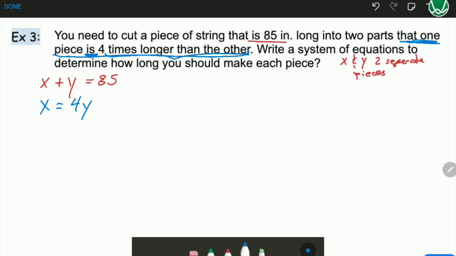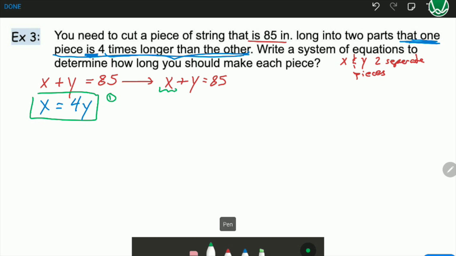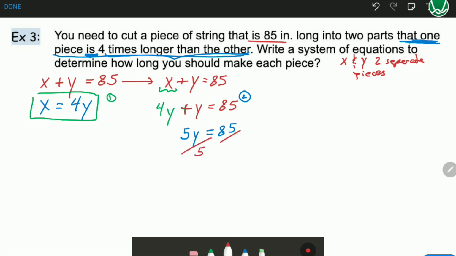Since we already have a variable by itself, I'm going to use substitution to solve this. So we already have an equation with a variable by itself. Let's go ahead and replace x in the other equation. So we're going to get rid of x, and we'll replace it with 4y. That's step 2. Step 3, combine like terms. So 4y plus 1y is 5y. And we'll just solve.